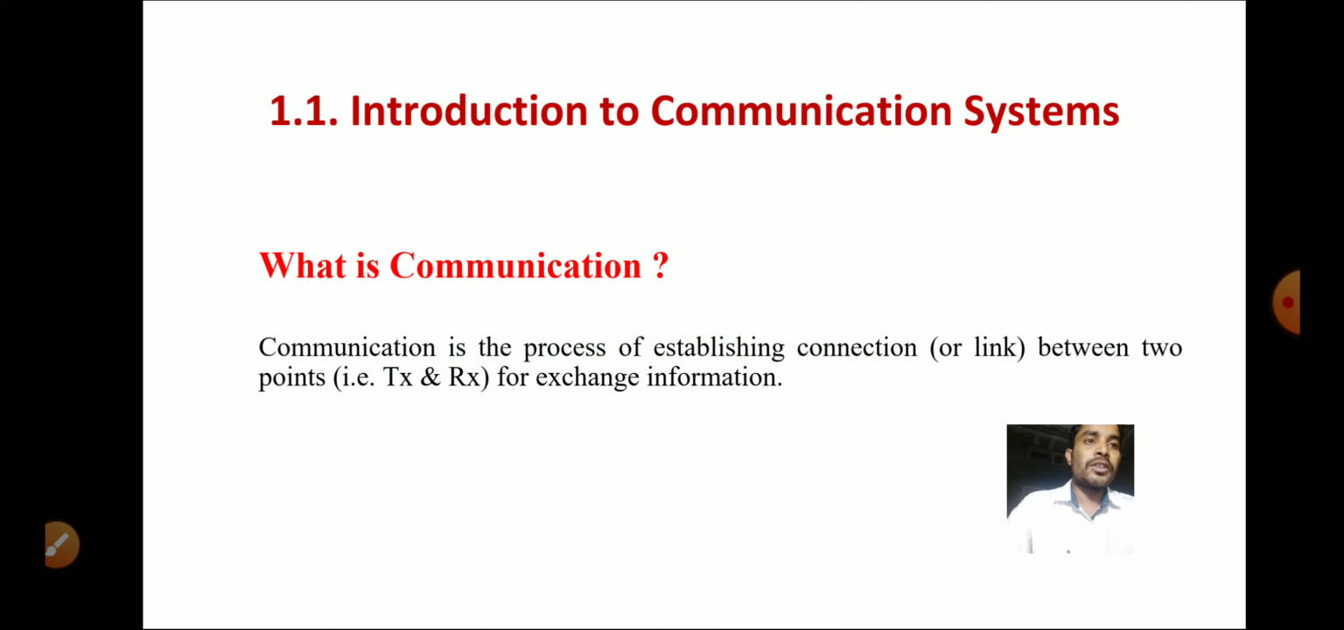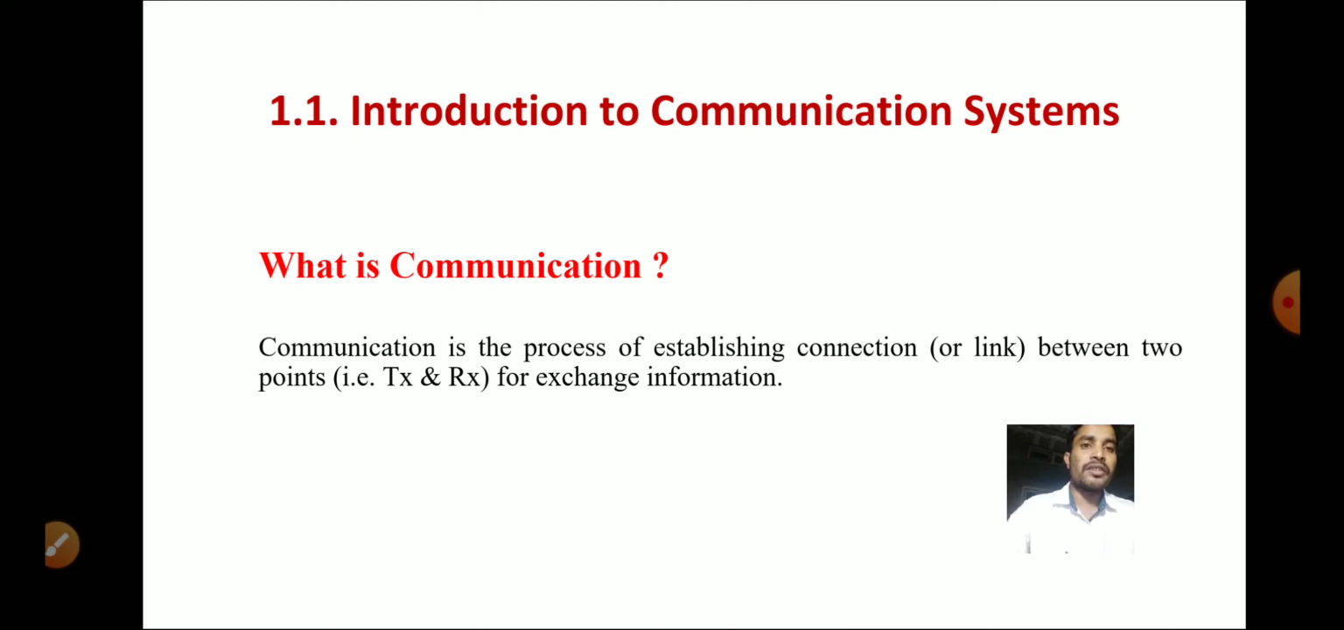Introduction to communication system. Now, what is communication system? Communication is the process of transferring information from source to destination, or sender to receiver. Or we may say that communication is the process of establishing a connection between two points, that is, transmitter and receiver, for exchanging information. So communication is basically for exchanging information from sender to receiver. So this is the definition of communication system.